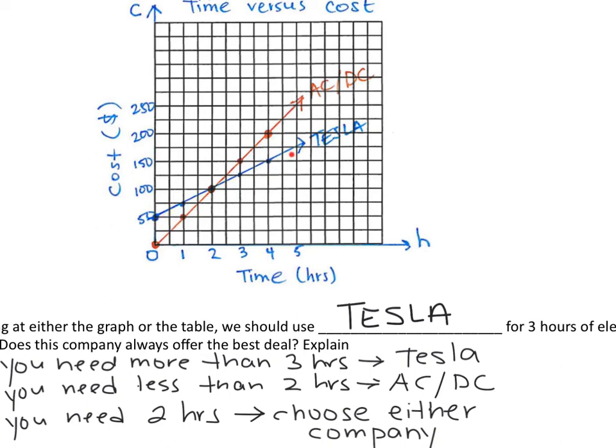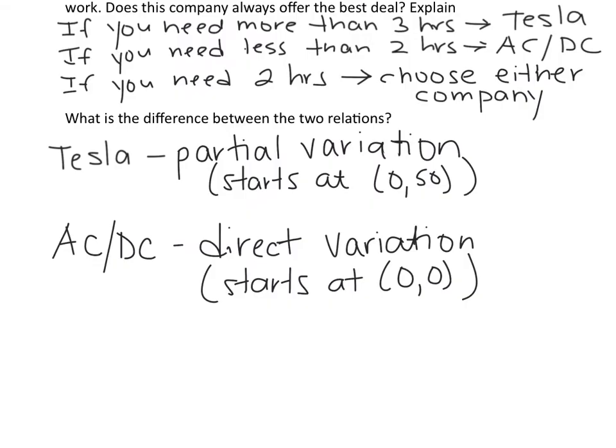So Tesla is represented by a partial variation. AC/DC, on the other hand, the line goes through or touches or crosses the origin. It goes through 0, 0, and it has an initial value of 0. So AC/DC is actually representing a direct variation. So I've written that information down, and I've stated that Tesla is a partial variation where the graph starts at the data point 0, 50, and AC/DC represents a direct variation, and the graph starts at the data point 0, 0.